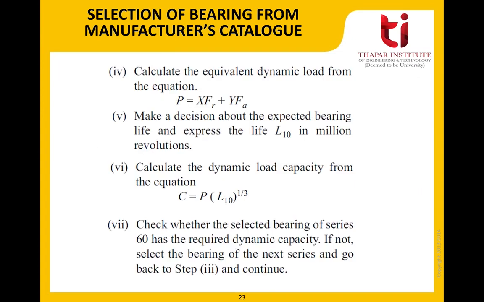Now, after this step, we move to step 4, where we calculate the equivalent dynamic load from the equation P is equal to X into Fr plus Y into Fa. In step 5, we evaluate the L10 life, that is the rated life in million revolutions. In step 6, we calculate the dynamic load capacity from the standard formula C is equal to P into L10 raised to power 1 by 3. And in step 7, we check whether the selected bearing of series 60 has the required dynamic capacity. If not, we select the bearing of the next series and go back to step 3 and continue.